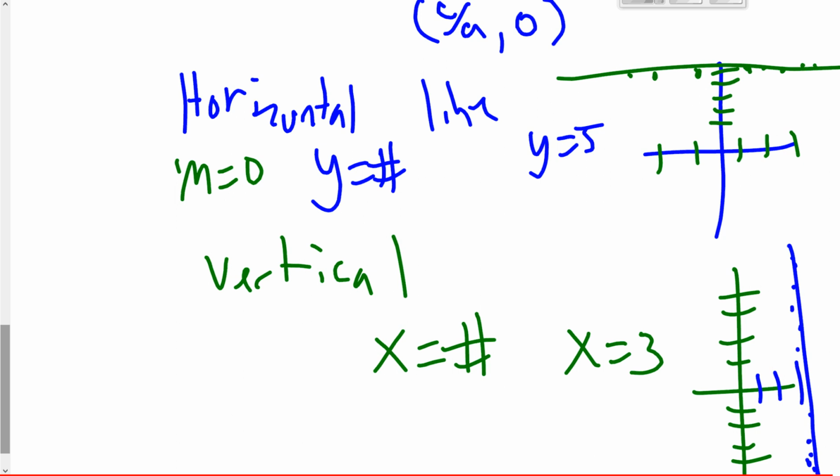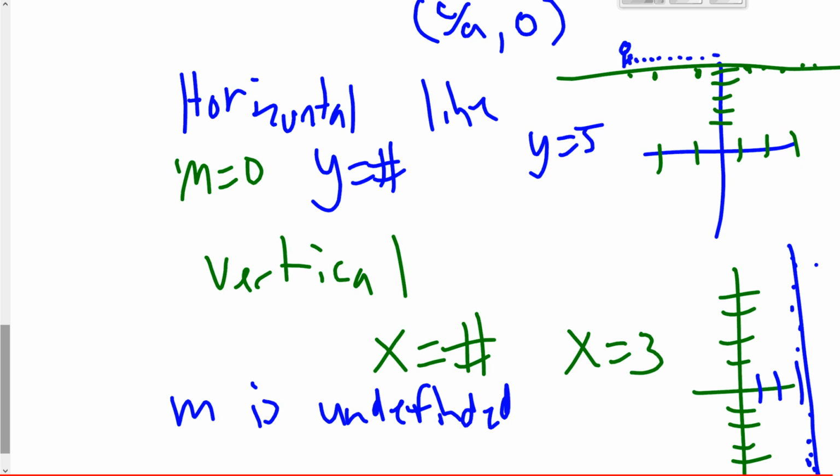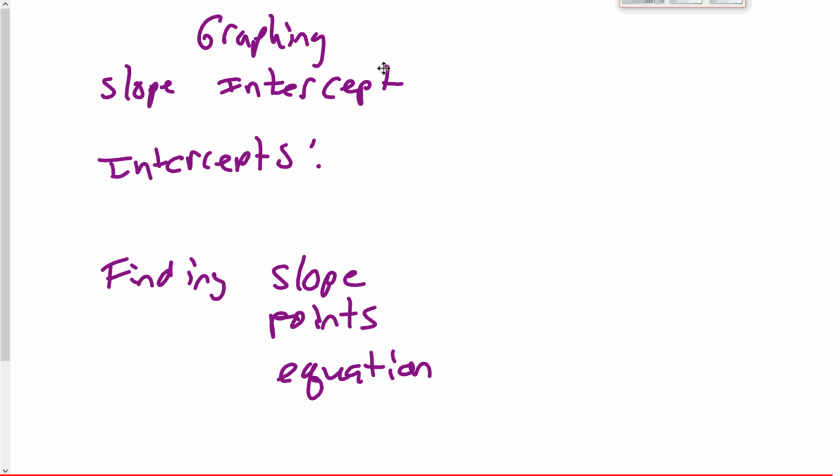And that one is when your slope is undefined. Because if I was standing on a horizontal line, I could walk across it just fine. If I was standing on a vertical line, I could not walk on it, I would just fall, right? So it's undefined. Now let's look at graphing slope-intercept.